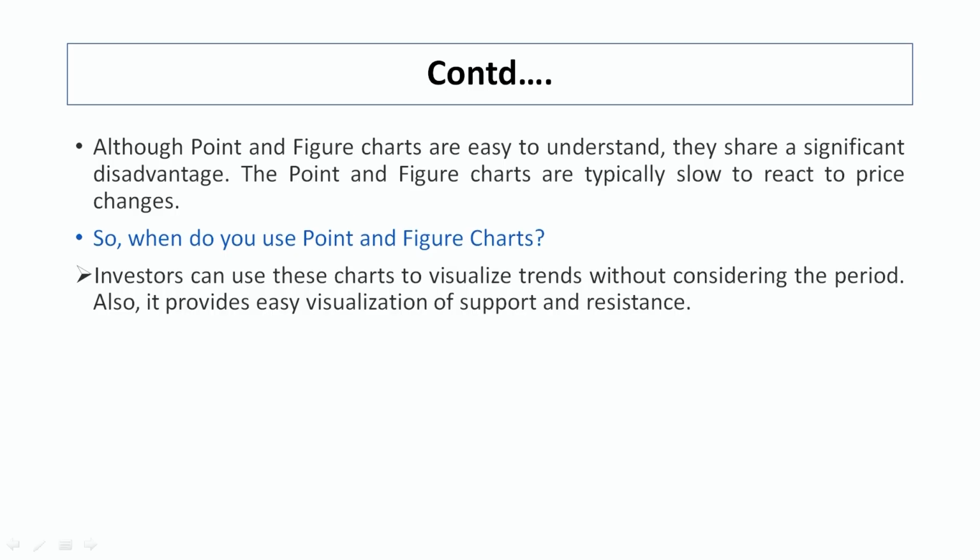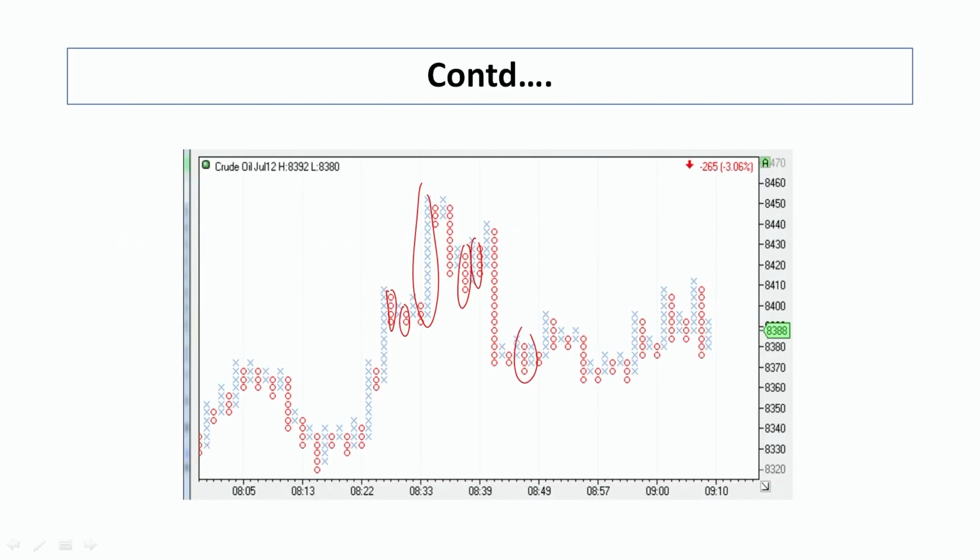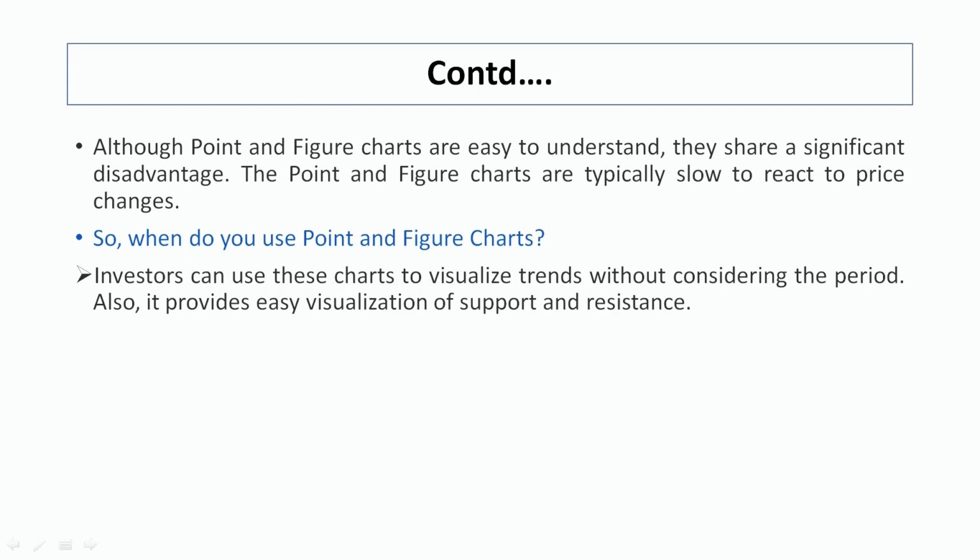Point and figure charts are typically slow to react to market changes, because we have to identify how many points it's going down and how many points it's moving up. So it becomes a little bit difficult for the analyst to prepare this chart, and they need to absorb the information and then prepare it. So it takes time. It's a time-consuming situation where we need to understand the markets.